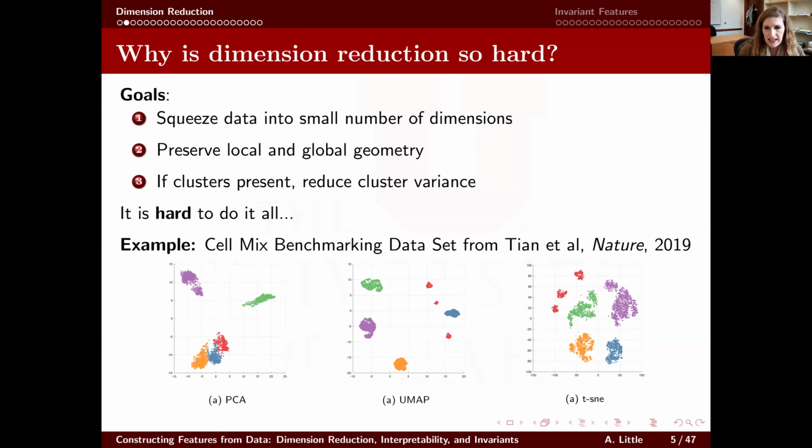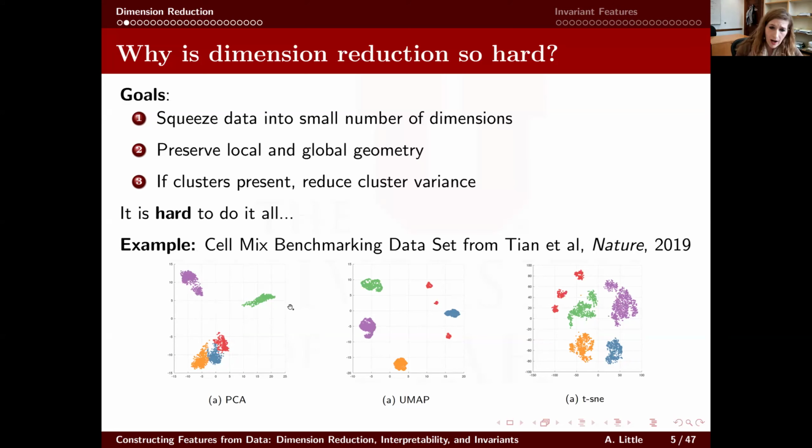Just to illustrate the point, here's a cell mix benchmarking data set published back in 2019 in Nature. This data set consists of 5 different cell types. And first here you see the PCA plot, where things are kind of fuzzy. The different cell types are blurred and overlapping here, for these 3. But from the biological perspective, the PCA plot gives a better global picture of what's going on, because these 3 cell types are much more biologically related than the purple and the green.